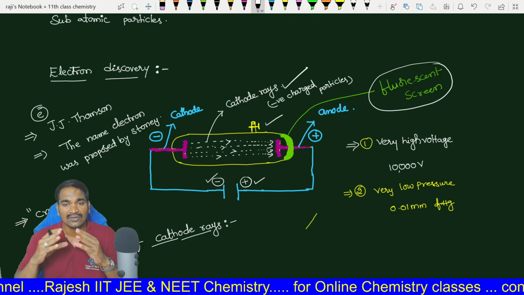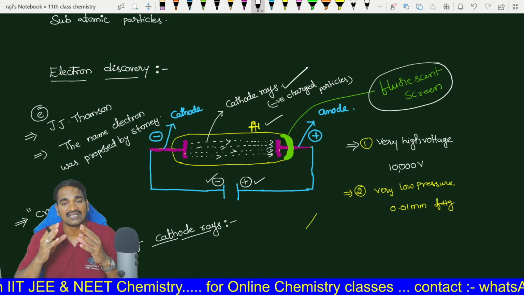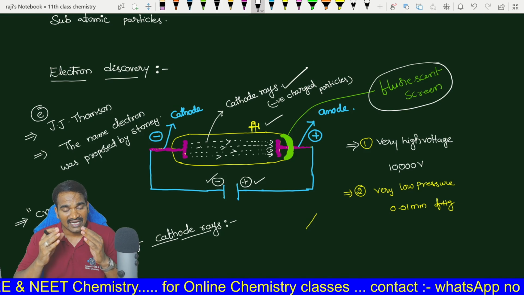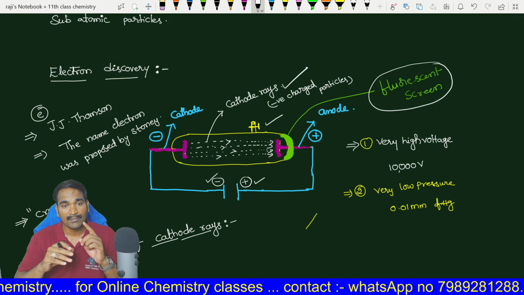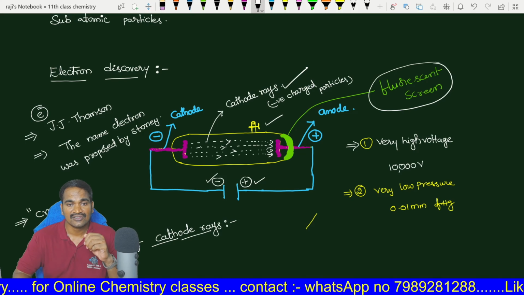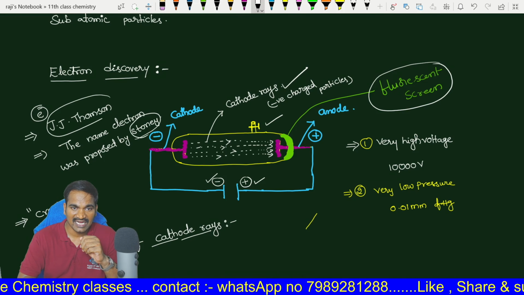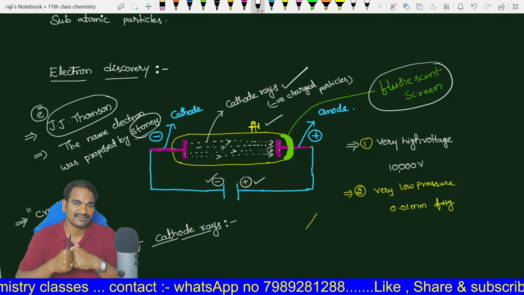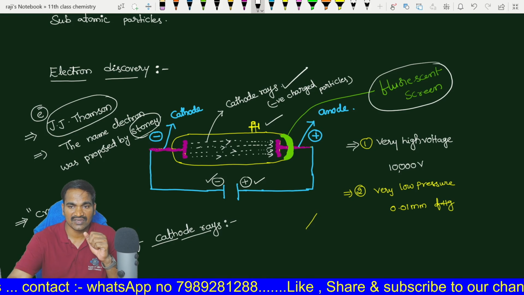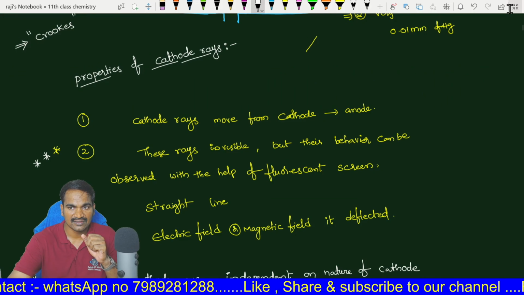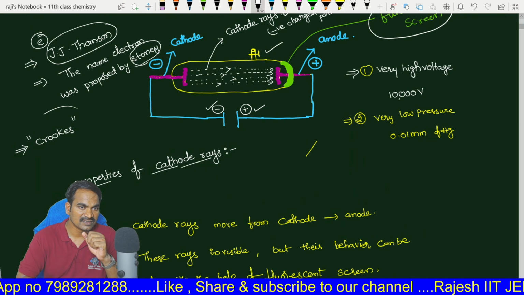This total experiment was conducted by J.J. Thomson. Okay, these cathode rays were discovered by J.J. Thomson. Later, these cathode rays containing negatively charged particles, those particles were named electron, and that name was proposed by Stoney. Here you see, Stoney. And this experiment, the cathode rays, was discovered by J.J. Thomson. Okay, this tube was introduced by William Crookes. You can see here, William Crookes.